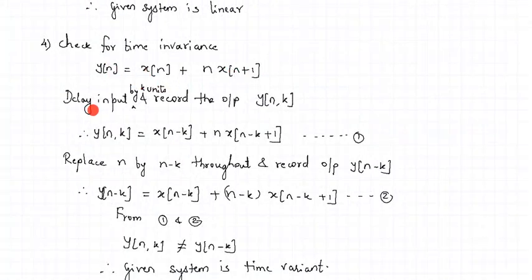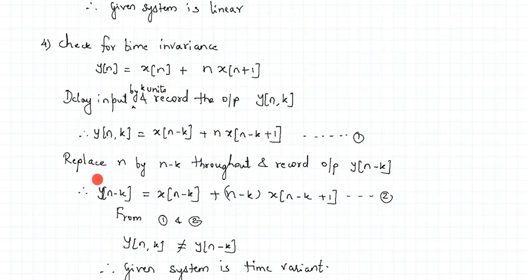The steps: we'll first delay the input by k units and call the output y of n comma k. So we are going to delay the input by k units. So y of n comma k becomes, by delaying x of n, x of n minus k. Delaying this term x of n plus 1 becomes x of n minus k plus 1. So in the first step, we delayed the input signal.